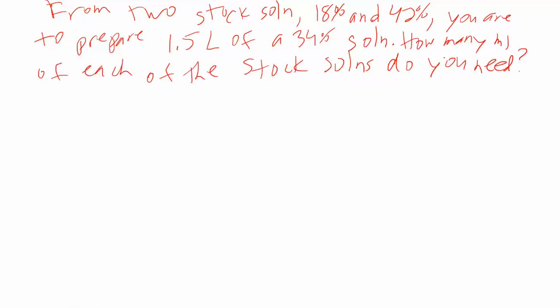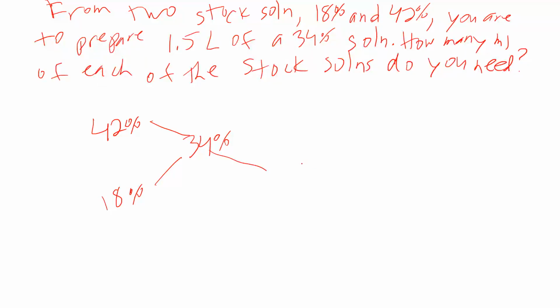Okay. So let's go through this again. And by the way, again, you can always stop the recording, pause it, and then try to do it yourself, and then turn it back on, and then watch me do the solution. Okay. So there's two stock solutions. We know there's one that's 18%, and the top one, which is the higher concentration, is 42%. And we know that the final is 1.5 liters of a 34%.